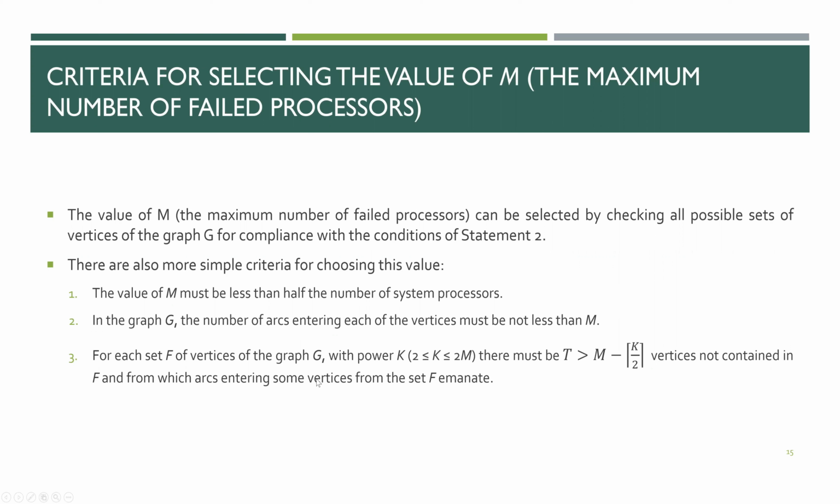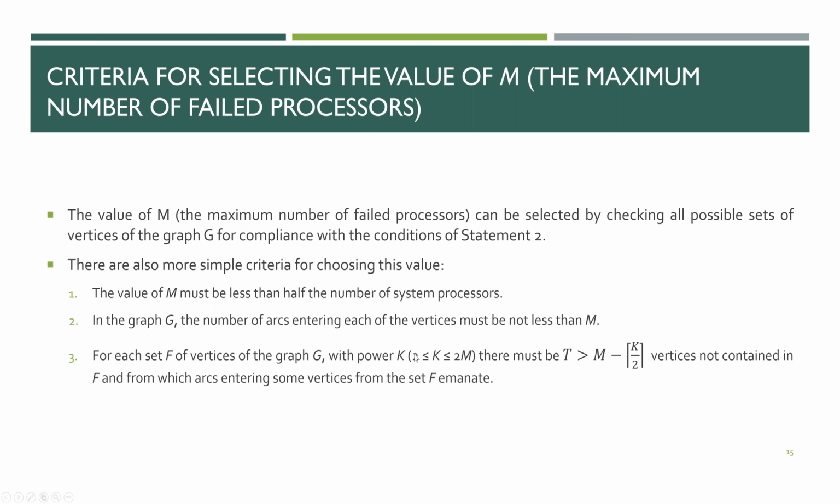And the third criterion is that for each set F of vertices of the graph G with power k, where k is between 2 and double the value of M, there must be a t, with the appropriate constraint presented on the slide, of vertices not contained in F, from which arcs entering some vertices from the set F emanate.